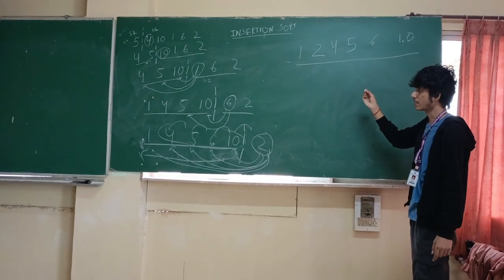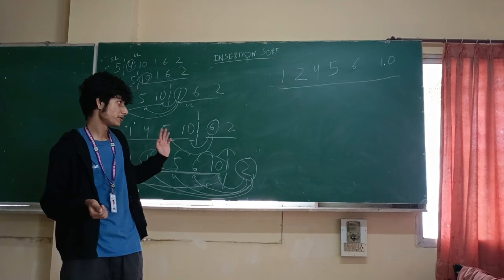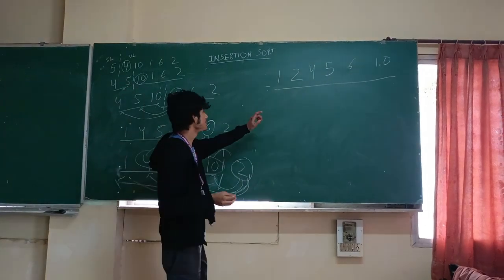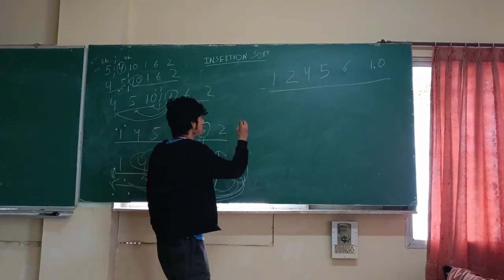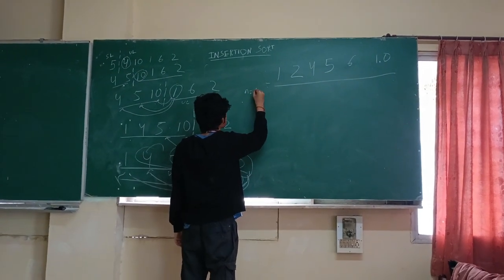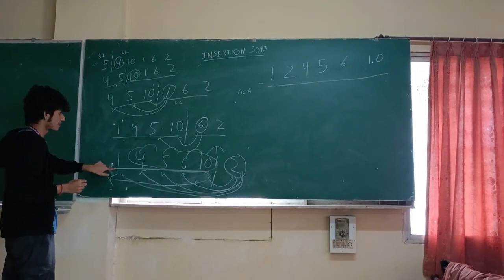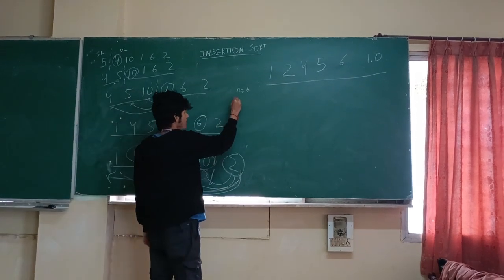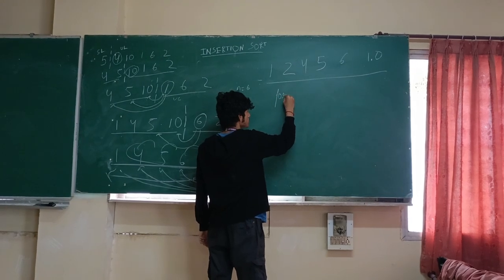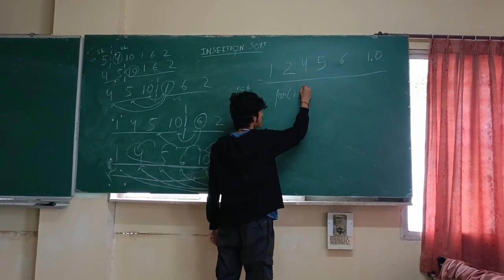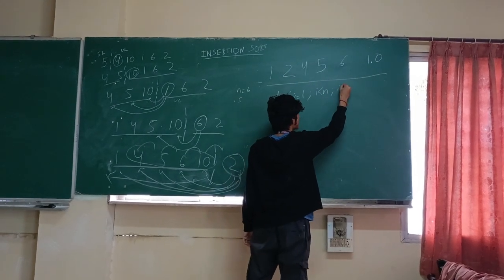Now we will design the algorithm from this. We will write the algorithm from the simulation. The number of elements is 1, 2, 3, 4, 5, 6, so N is equal to 6. And we have done number of iterations 1, 2, 3, 4, 5. The number of iterations is 5. So we will make a for loop: i equal to 1, i less than n, and i plus plus.